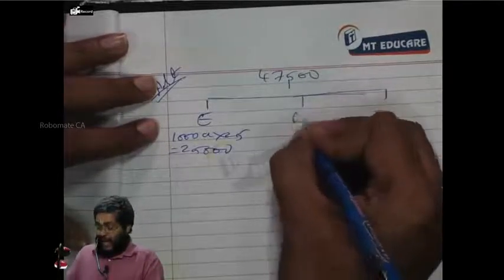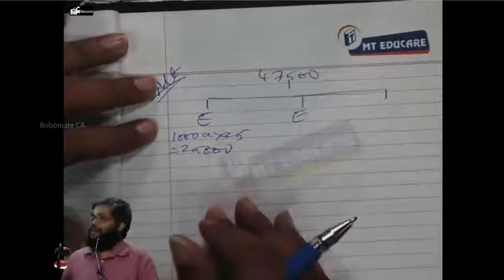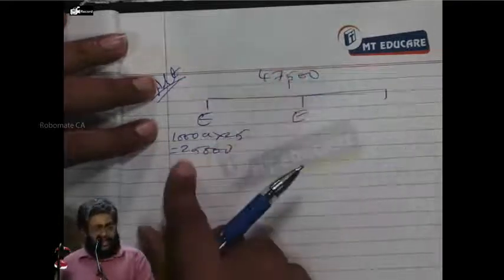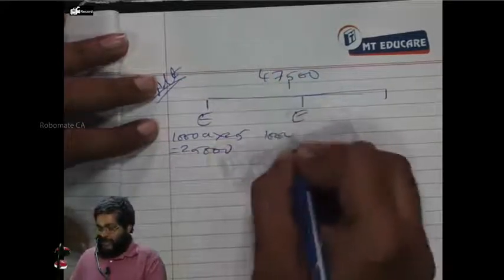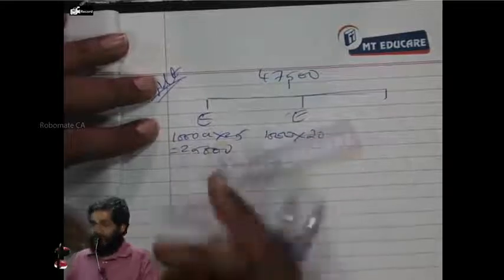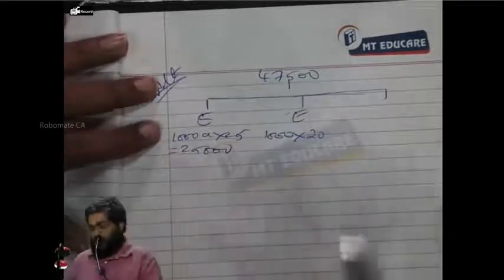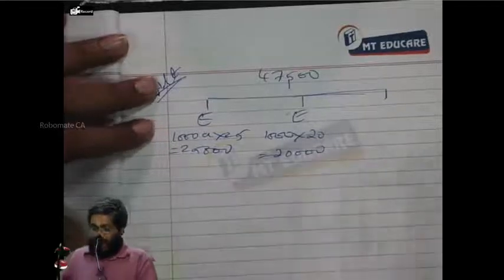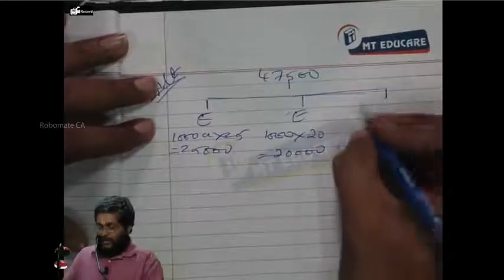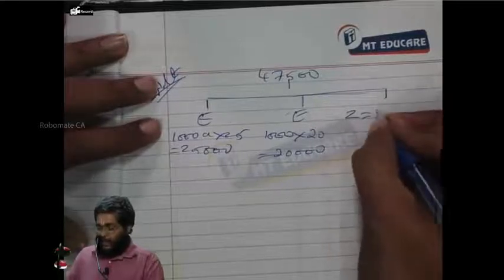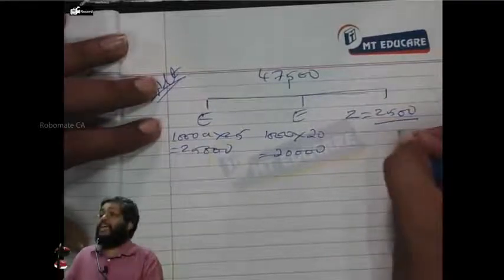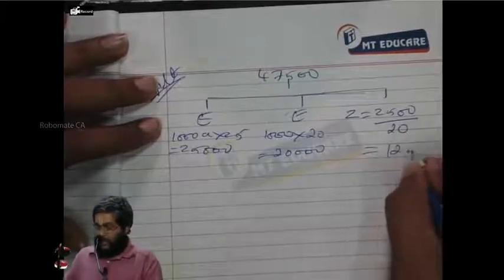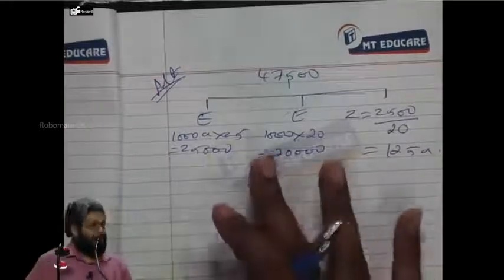Next. I can sell further E. How many units? 4,000 to 5,000. How many units is that here? 1,000 units. This 1,000 can be sold at how many rupees here? 20 rupees. And once I cross 4,000, it becomes 20. What is the amount? 20,000. How much has been recovered? 45,000. What is the balance we recover from Z here? 2,500. Every Z can be sold at how many rupees contribution? 20 rupees. How many units? 125 units.